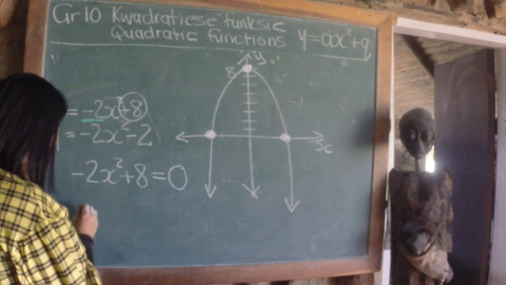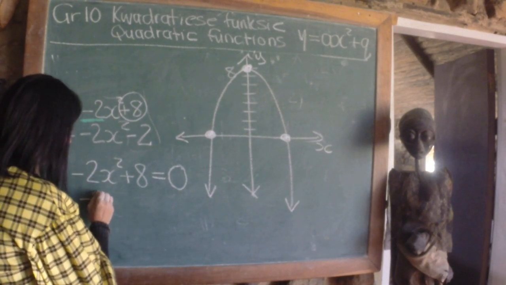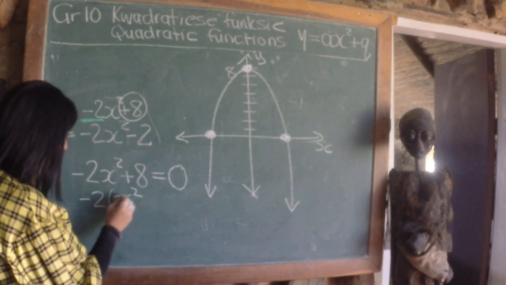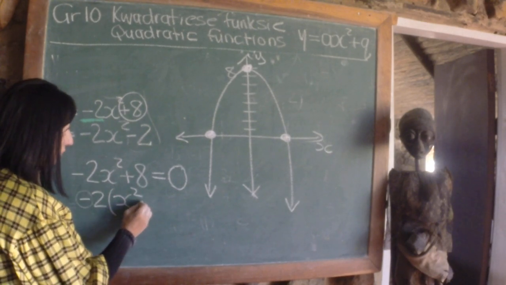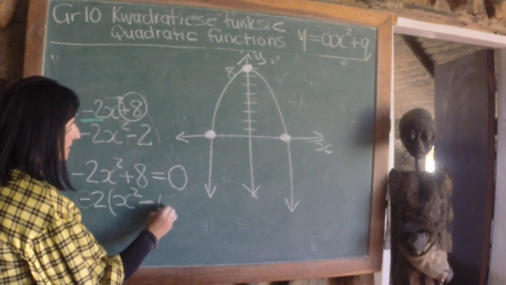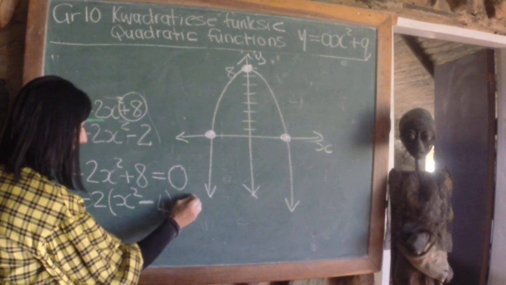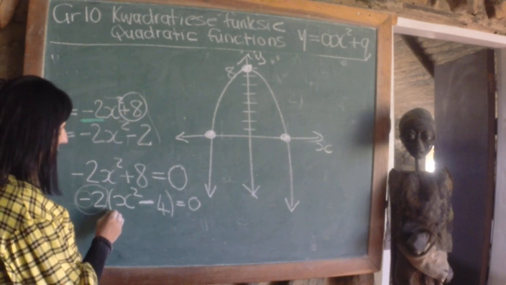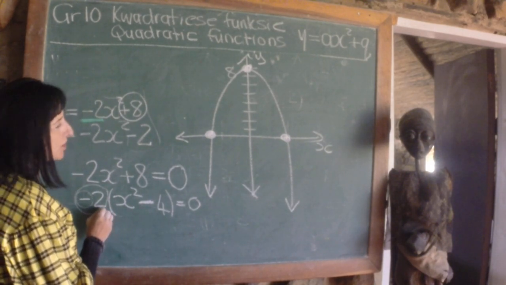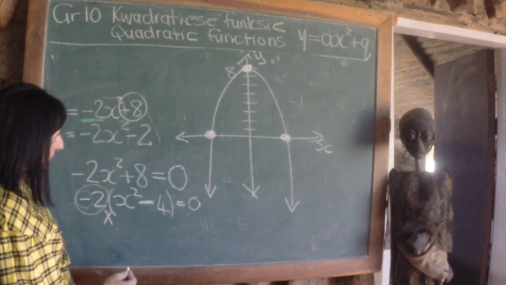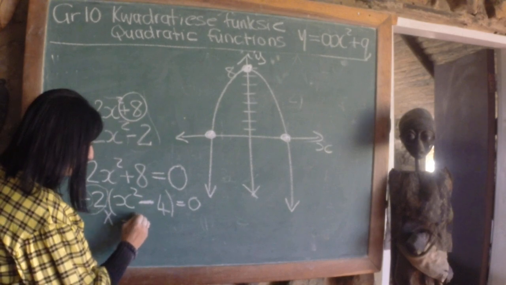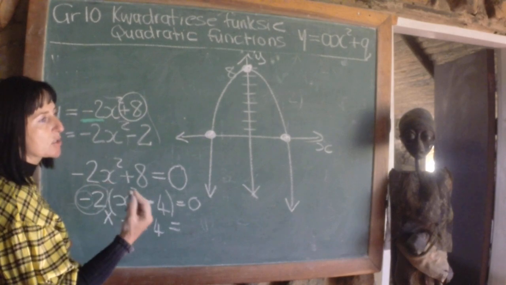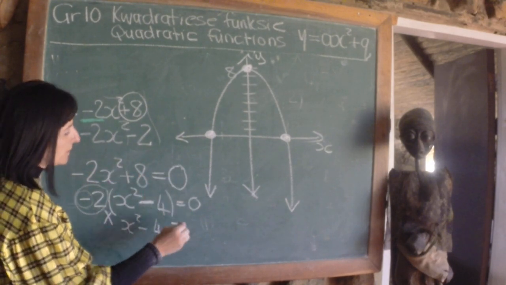So nou gaan ek faktoriseer. Kom ons haal vir -2 eers uit as 'n GGF, dan bly daar oor x kwadraat. En as ek so minus met 'n hakie, dan word daai teken nou 'n minus 4. Let's get rid of the -2. We can because it's a number. So if we take the multiplication over the equals to, it becomes a division. So x kwadraat minus 4 is dan nou gelyk aan 0 gedeel deur -2.